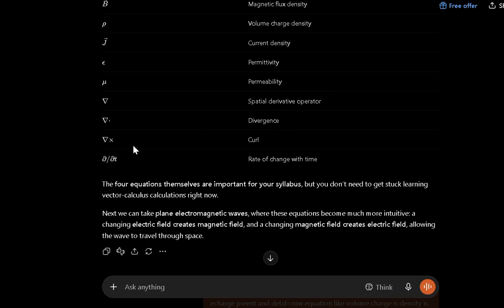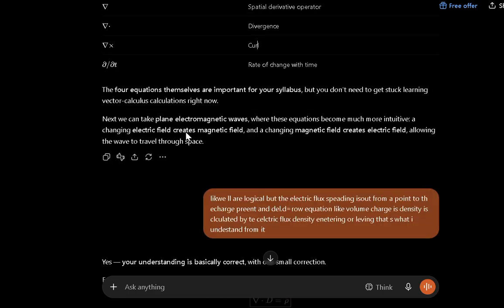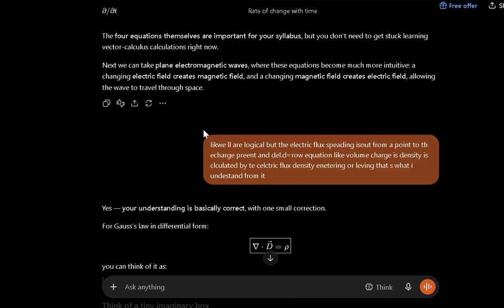With the cross, it is called curl. Okay? Not cross for divergence, not dot for curl. This is called divergence. This is called curl. This is the partial derivative.